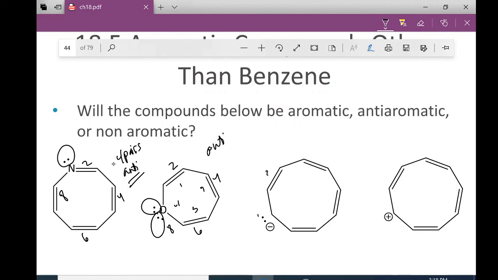This one has 1, 2, 3, 4, 5 pairs of electrons. So if this molecule is planar, and for my students we can assume that it is, then it would be aromatic. Okay, and for the next one we have 1, 2, 3, 4 pairs of electrons, making it an even number of pairs. So that's going to be anti-aromatic.